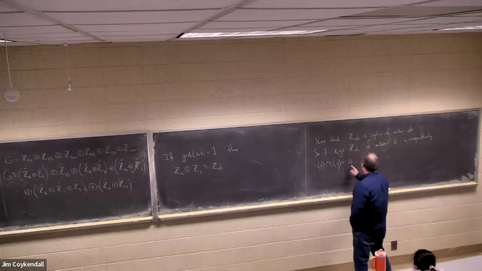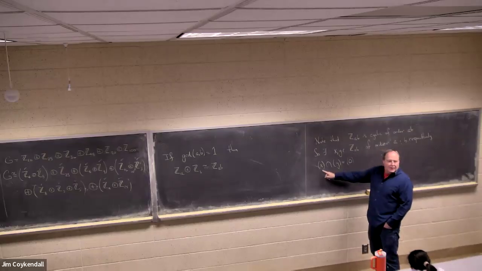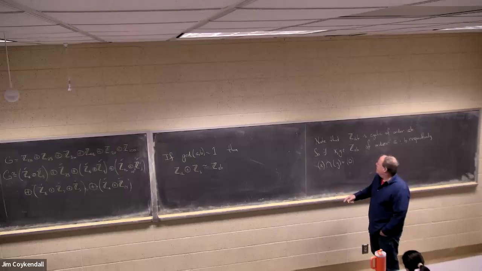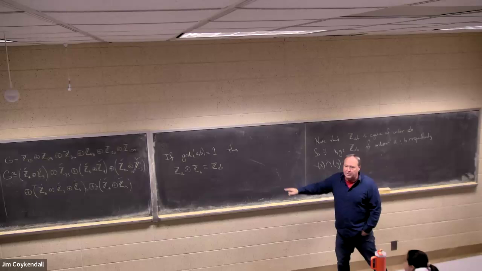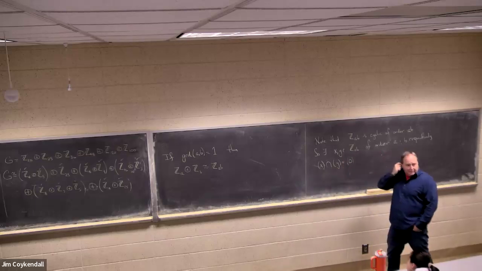I'll put it zero here. Because anything that lives here has to have order dividing A. Anything that lives here has to have order dividing B. So anything living in both of these has to have order dividing both A and B. The GCD of A and B is 1. So the only thing that lives in both of these has to have order 1, which is right, okay.